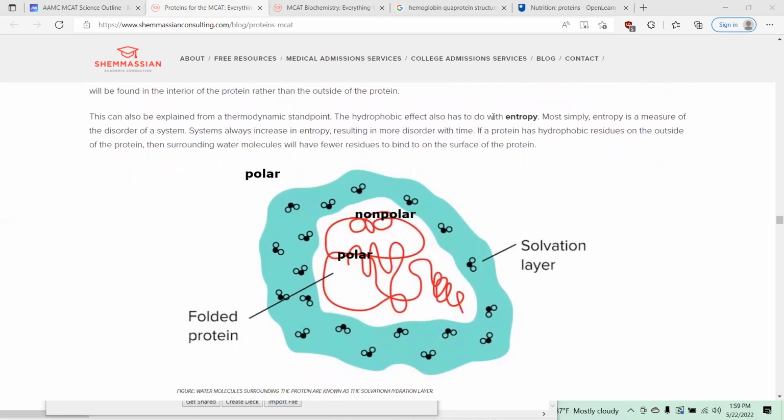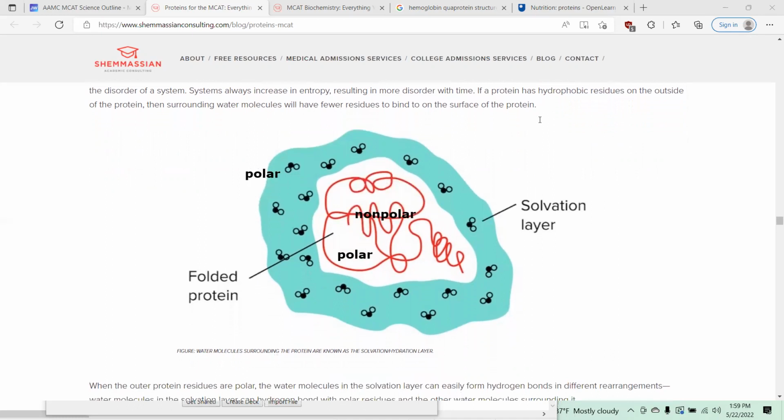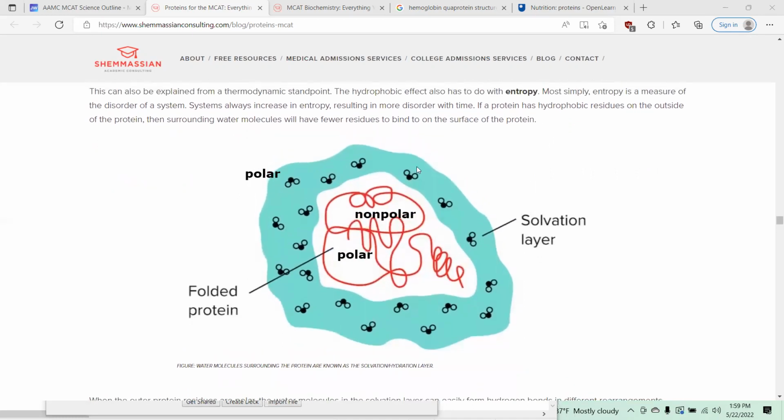The hydrophobic effect also has to do with entropy. So entropy is disorder, like how messed up things are, right? What do you think is more disordered, something that's very rigid or something that is non-rigid? Non-rigid, yes. Excellent. So if the water is able to interact with this polar molecule, or if it's stuck against non-polar molecules, in which case does it have more freedom? If it's next to polar molecules or if it's next to non-polar molecules?